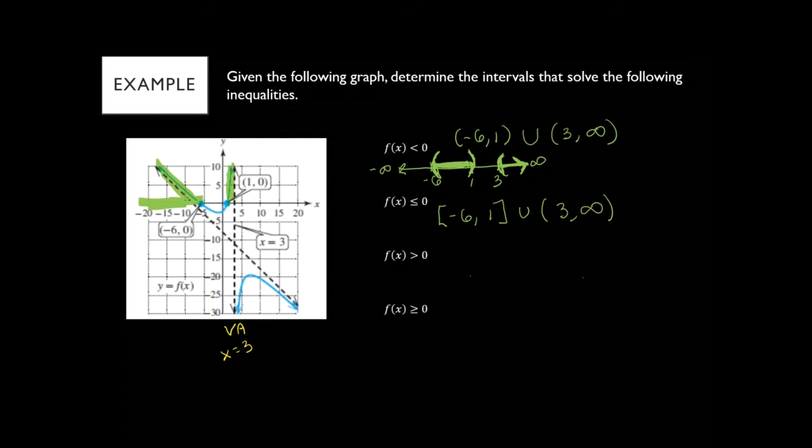So if we put this in number line form, I've got -infinity to infinity. I've still got all the same numbers. I have my zeros and I have my vertical asymptote. So those numbers don't change at all. Now I am above when I'm to the left of -6. But we're greater than 0, so we don't include those zeros. We're not including the x-intercept, so that's going to be a parenthesis. And then I get above again between 1 and 3. And once I hit that vertical asymptote, then we start going negative again.